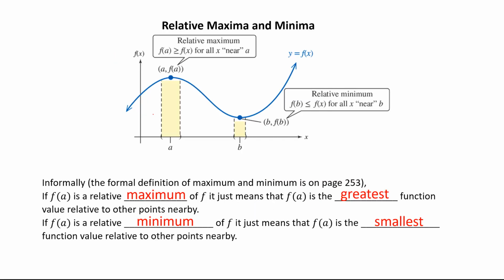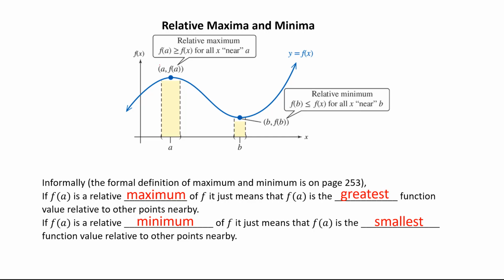Okay, relative maxima and minima. A relative maximum of a function is a place where f of a is greater than or equal to f of x for all x near a. So it's a little bit of an informal definition, but basically what it's saying is that if f of a is a relative maximum of f, it just means that f of a is the greatest function value relative to other points nearby. All right, so it's like the top of a hill or the bottom of a valley. That's what a relative maximum or minimum is.